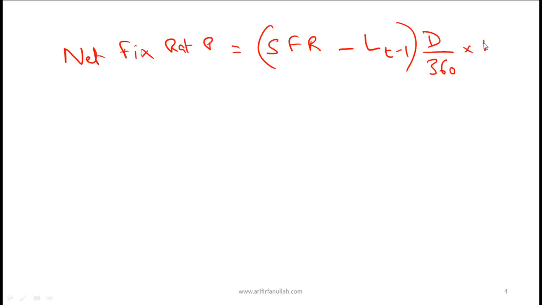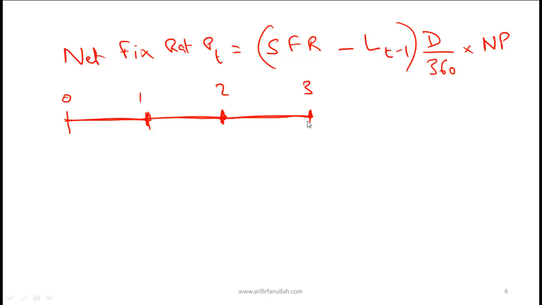So this multiplied by notional principal. If you recall in the example that we just looked at, what's the net payment of the fixed rate payer for every period? Remember what we said earlier was that we have a simple 3-year annual pay swap, 0, 1, 2, 3. So let's say the net fixed rate payment at time t is equal to this. So that means what's the payment that has to be made? Let's just take the year 3 example.